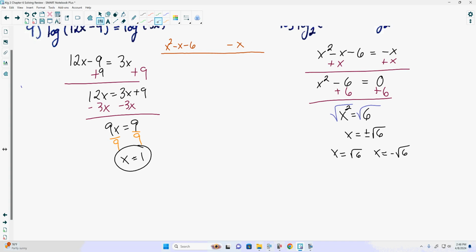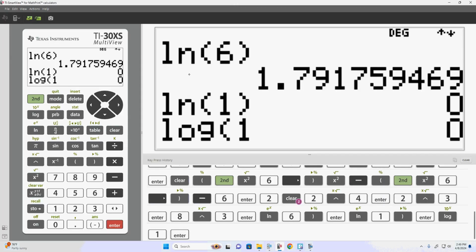Now, if you do get more than one answer, it's going to be good to check them to make sure they work, because when we plug it back in for x, what's inside the logarithm cannot be negative or 0. So the values of these two here cannot be negative or 0. So if we plugged in the square root of 6, the value of this here cannot be negative or 0.